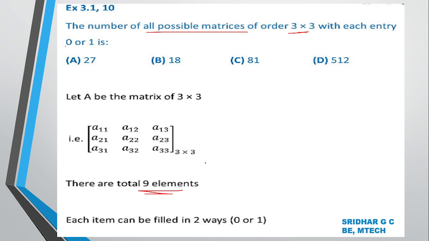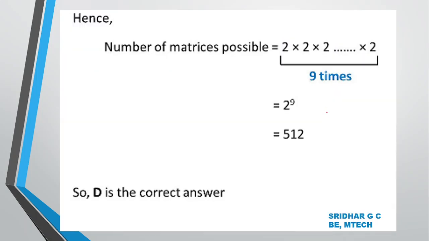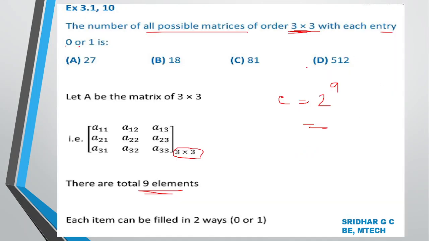Once again I am repeating, this is one tricky question. So the thing is, they are telling the order of the matrix as 3 cross 3 and elements are 0 and 1. So how many elements are there? 2 elements. The matrix order will be 3 cross 3. In that matrix the elements will be 9. So the answer will be 2 power 9. So that means 2 power 9 is 512. So the option is D.